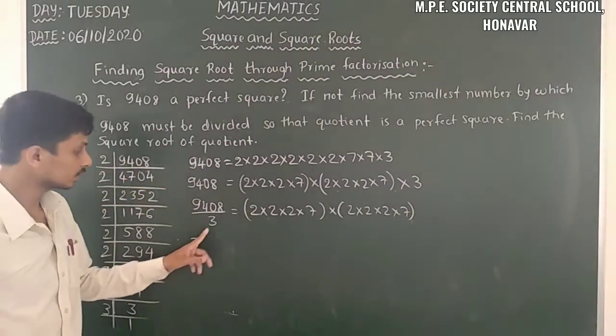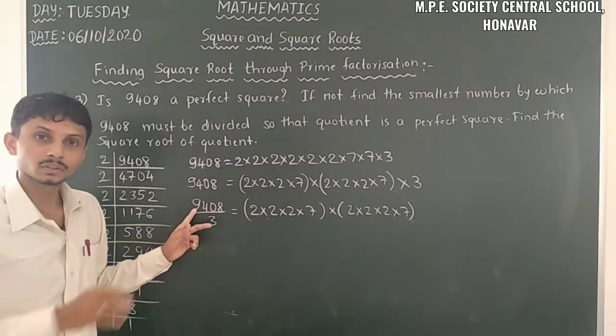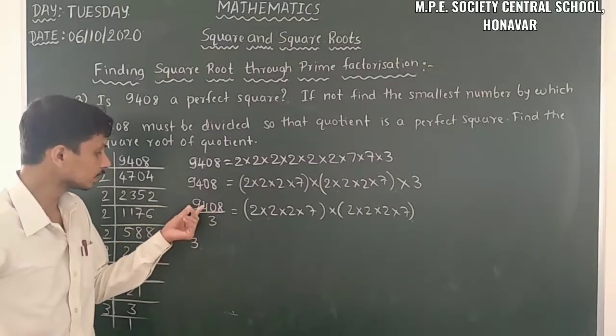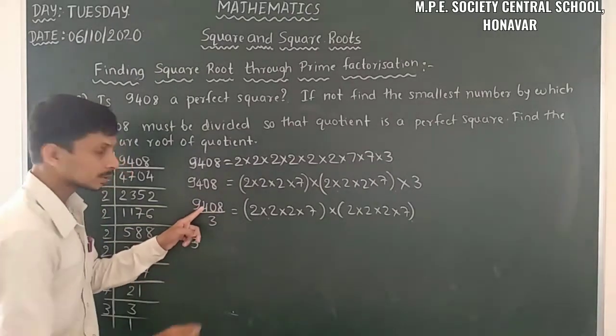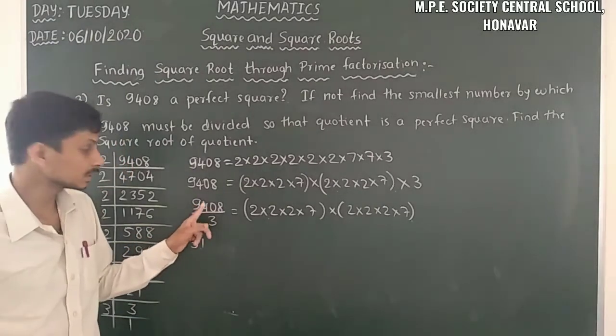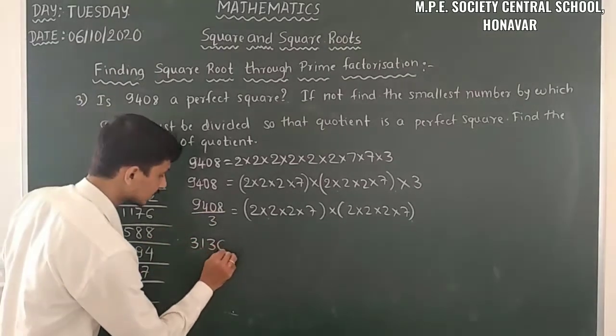So 9408 divided by 3, firstly you can do it in the rough part. 3 into 3 is 9, then this 4 is there, that means 3 into 1, then 1 remains. 10 means 3 into 3, 9, 1 remains, 3 into 6, 18.